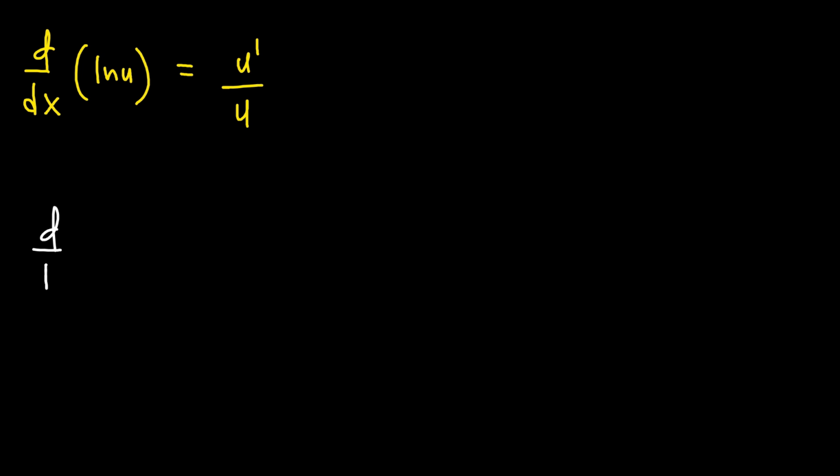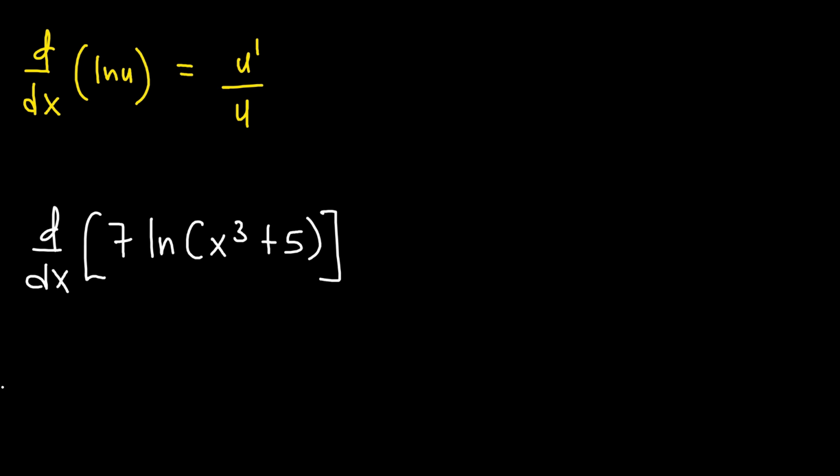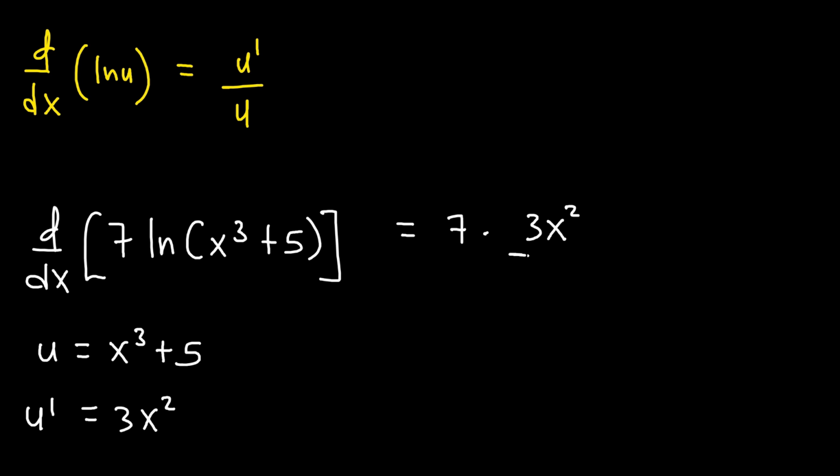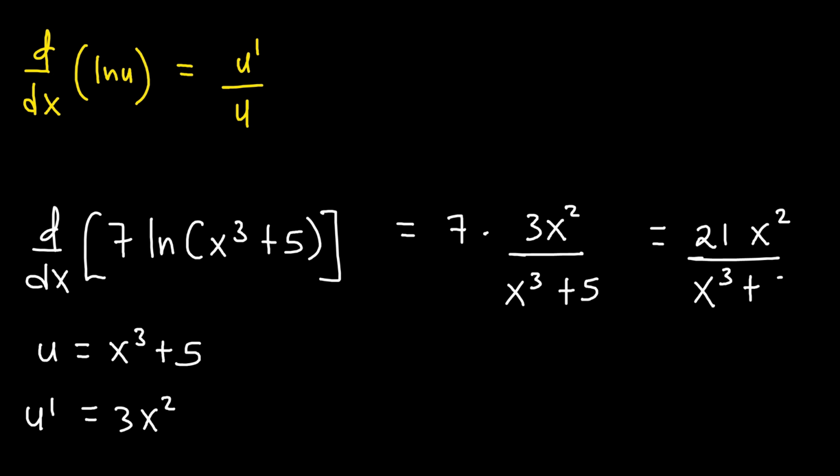Now how can you differentiate 7 times natural log of x to the power of 3 plus 5? In this case, u will be equal to x to the power of 3 plus 5, and so u prime will be equal to 3x to the power of 2. So we shall have 7 times u prime, which is 3x to the power of 2, divided by u, which is x to the power of 3 plus 5, and this will be equal to 7 times 3, which is 21, x to the power of 2, divided by x to the power of 3 plus 5.